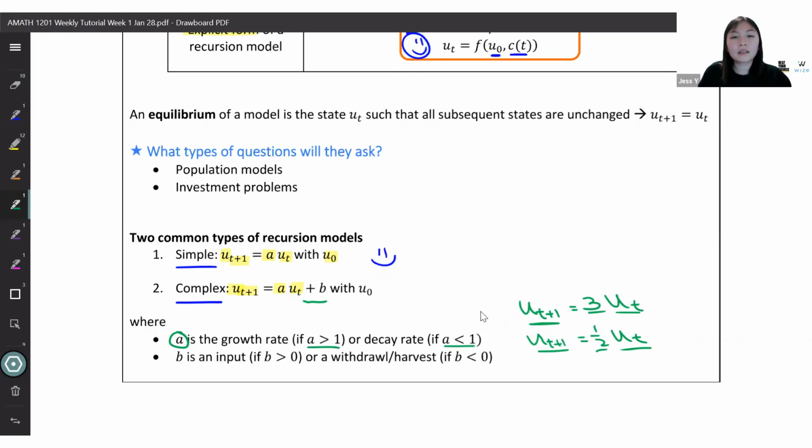And then in the complex case, we have this plus b. If b is positive, we call that an input, because adding something will make the next term bigger and bigger and bigger. But if b is negative, that means we're subtracting b. That's a withdrawal, or it's really sad, but in the animal terms, it's a harvest. For example, if you're fishing, if you're removing things from the fishing pond, that's a subtraction. So that's called a harvest, right? So that's what these guys are called, okay?